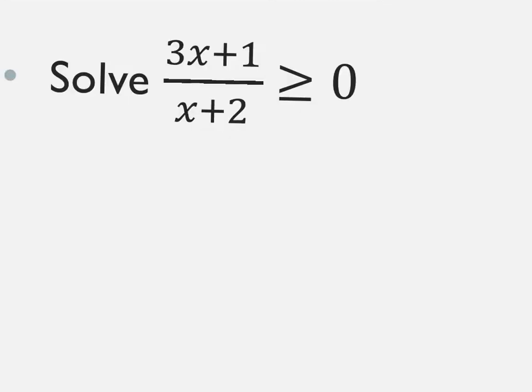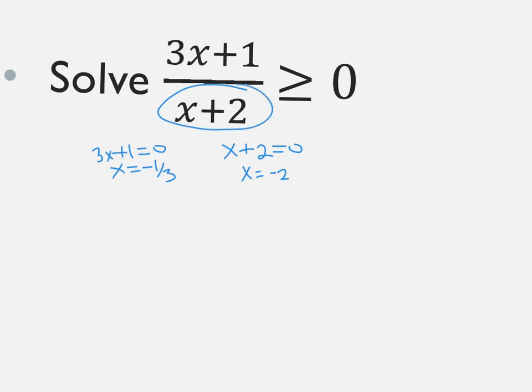So if we look at this first example, the first thing we'll do is we'll set the numerator and the denominator equal to 0. And when we solve for x for 3x plus 1 equals 0, we do get x is equal to -1/3. And for x plus 2 equal to 0, we do get x to equal -2. Now, which one is where x is undefined? Well, you have to look and see which one is in the denominator of the fraction. Well, this one is. So this is my undefined, or where the asymptote is.